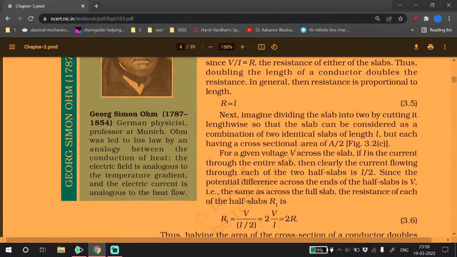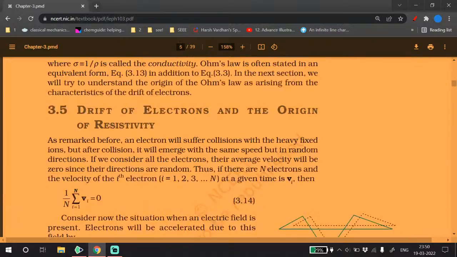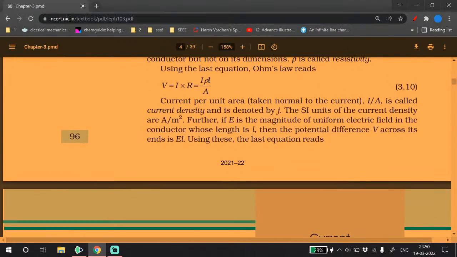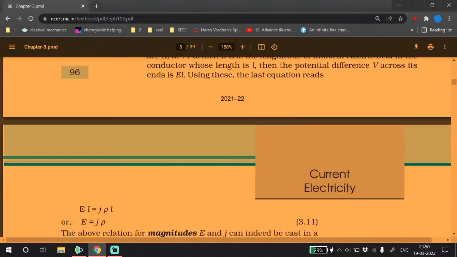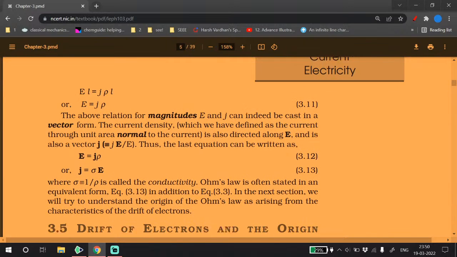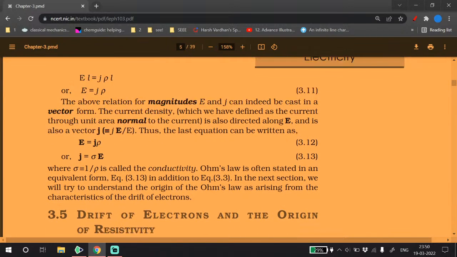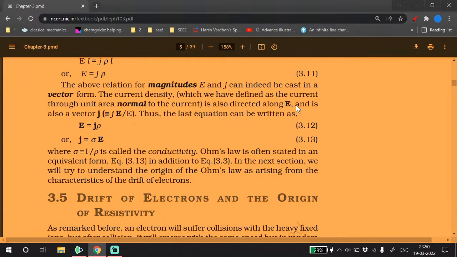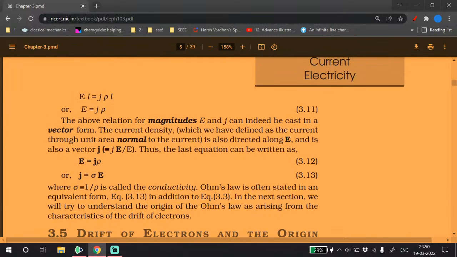This is just 10th standard basics, so no problem. Now this is the 12th standard Ohm's law. So E is equal to rho J, that is, resistivity into the current density, or J is equal to sigma E, which is the conductivity. That's it.